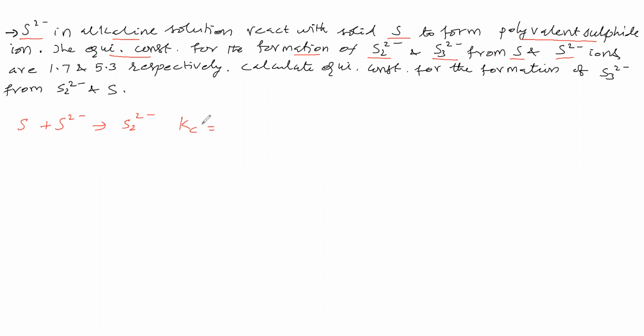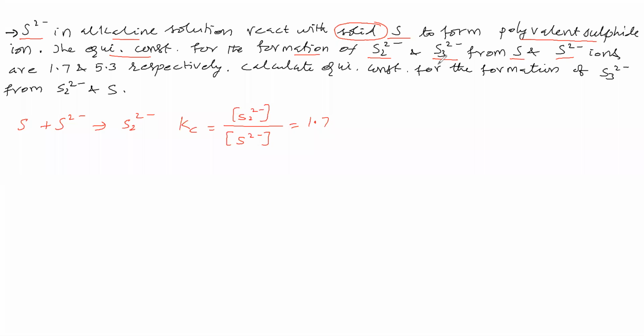So the equilibrium constant is equal to: right side we will write in the numerator, left side we will write in the denominator. In that, this sulfur we need not write, because it is given as solid. Remaining things we will write because they are in aqueous solution. It is equal to 1.7.